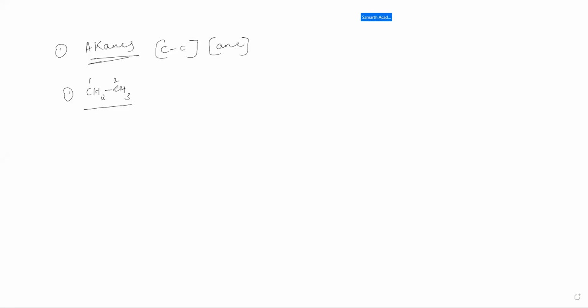We have to select the parent chain first. After that we give the numbering. In this only 2 carbons are there and there is no substituent group, so there is no prefix. You can start directly with the root word. 2 carbons means eth, and carbon-carbon single bond means -ane. So the compound name is ethane.